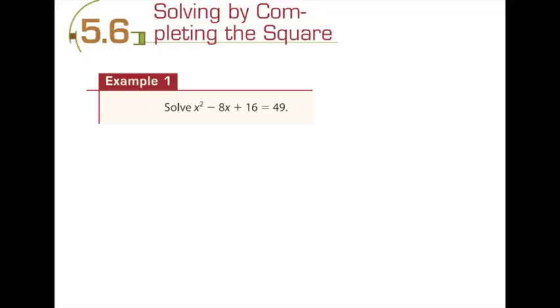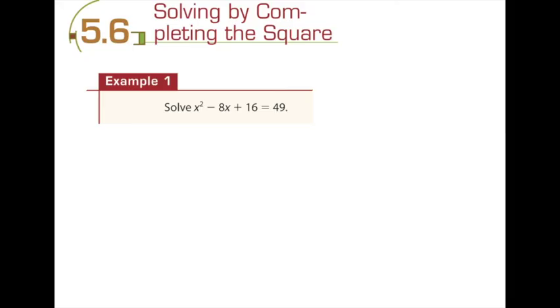Completing the square. So the first thing I want to talk about is the perfect square trinomial. This is one of the factoring methods that we had. We didn't use it a ton, but this is where we actually get the quadratic formula. The reason we're doing this is so that we can actually see where they come up with the quadratic formula.